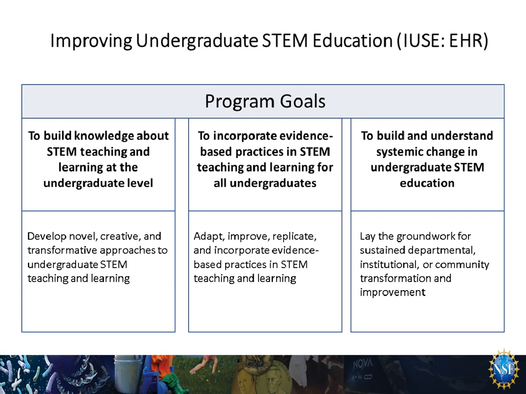And the program is interested that you build and understand systemic change in undergraduate STEM education. Think about what is needed to lay the groundwork for sustained departmental, institutional, or community transformation and improvement. By the way, your proposal doesn't have to focus on all three of these areas, but you certainly want to focus on one or more.